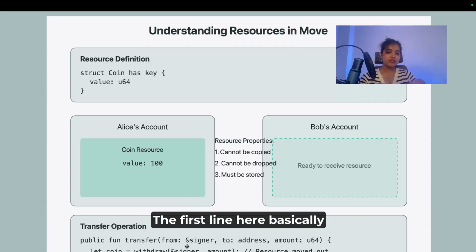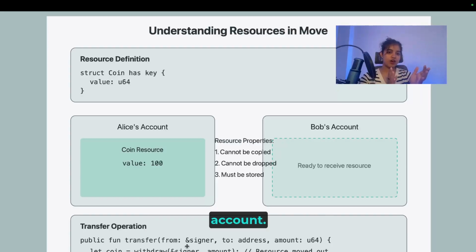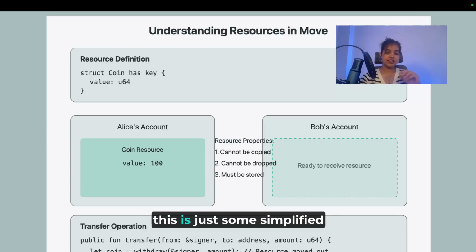The first line here basically focuses on a pre-written function within our libraries, which basically detaches the coin resource from Alice's account. And then the deposit function attaches this to the receiver's account. This is just some simplified code here for reference. We will be covering more on how you can actually create your own token and how you can do the transfer operations using our existing token libraries in a later video.